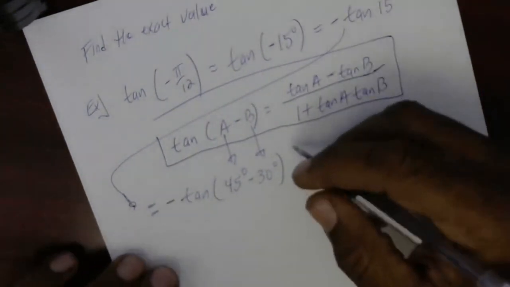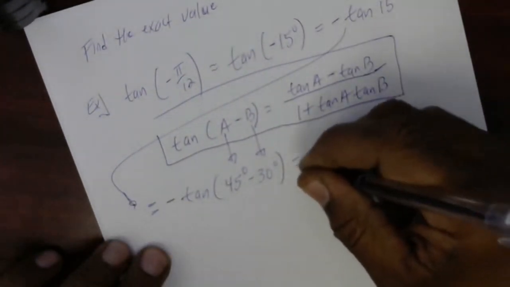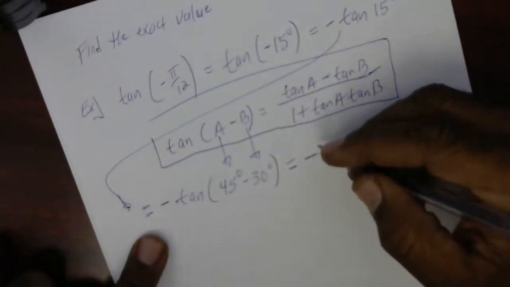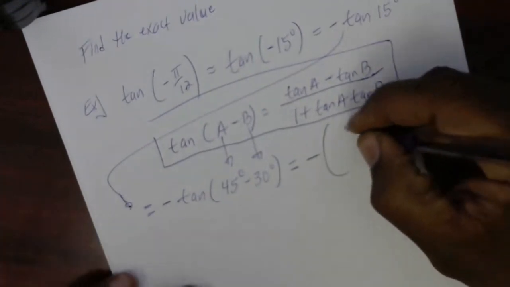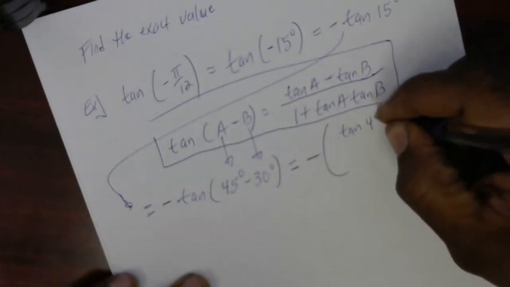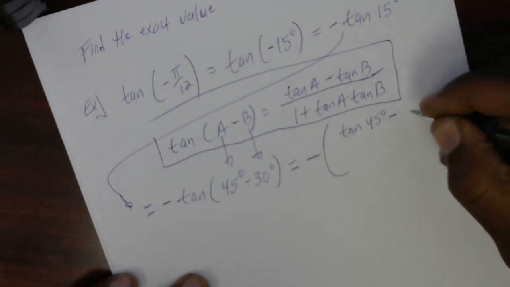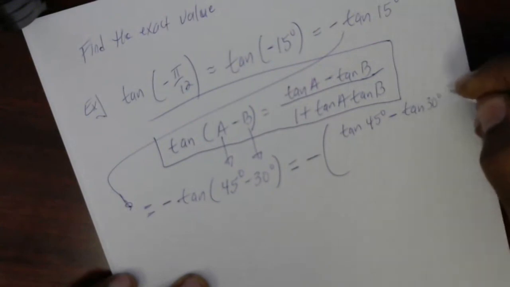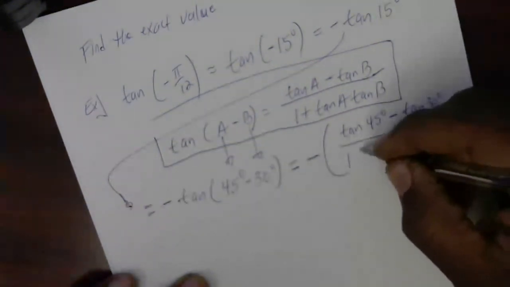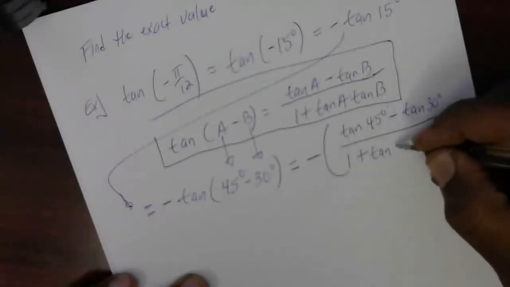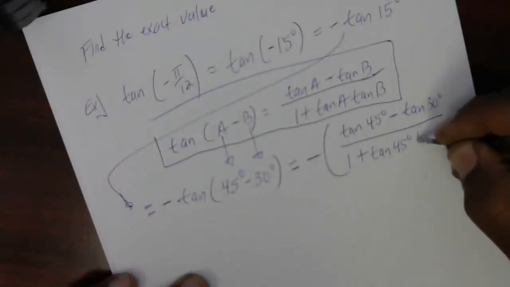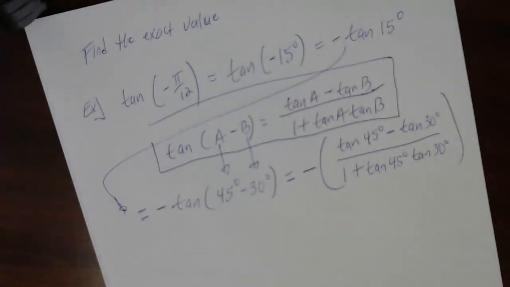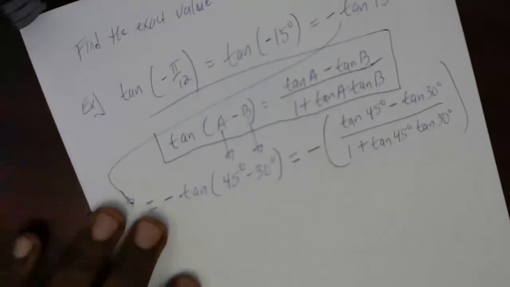Okay, so this is equal to, so keep in mind there's still a negative in front of our tangent. So it's negative times the tangent of 45 degrees minus the tangent of 30 degrees divided by 1 plus the tangent of 45 degrees times the tangent of 30 degrees. All right.